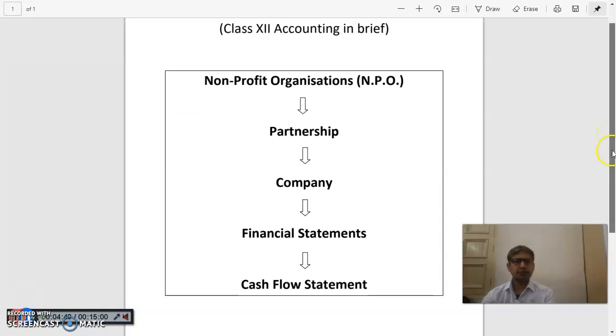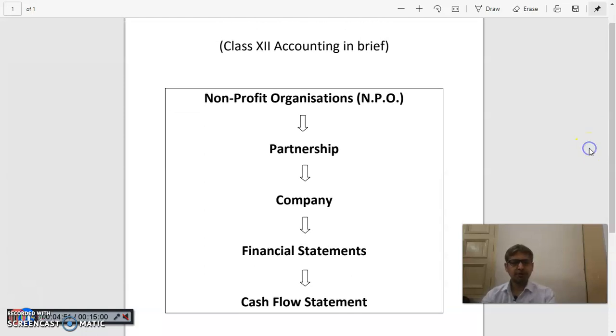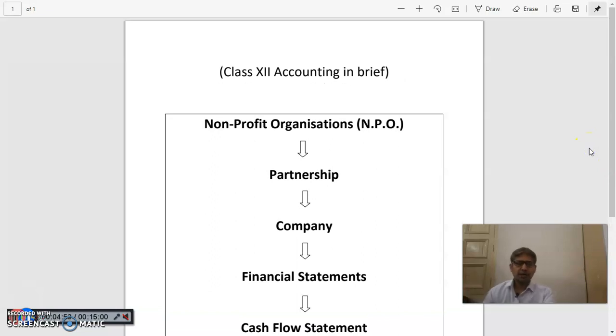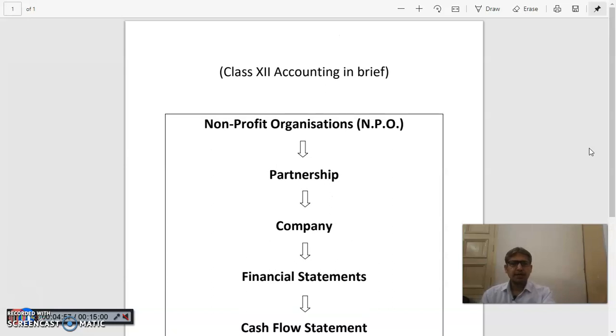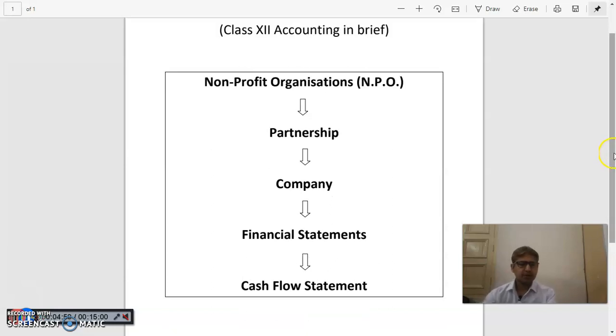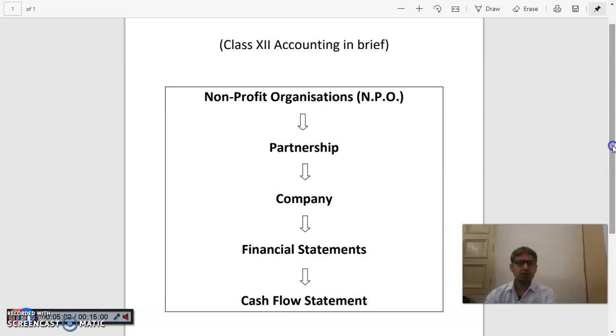Class 12th accounting in brief. I have tried to give you a very brief outline of class 12th accounts. Nobody would explain it to you in this manner, but I have tried to give you a very small setup of class 12th accounting. Basically, there are three books: volume 1, volume 2, and volume 3. But I have mixed all those volumes so that you can get the gist of class 12th accounting, what we are actually going to study and what the purpose of class 12th accounts is.